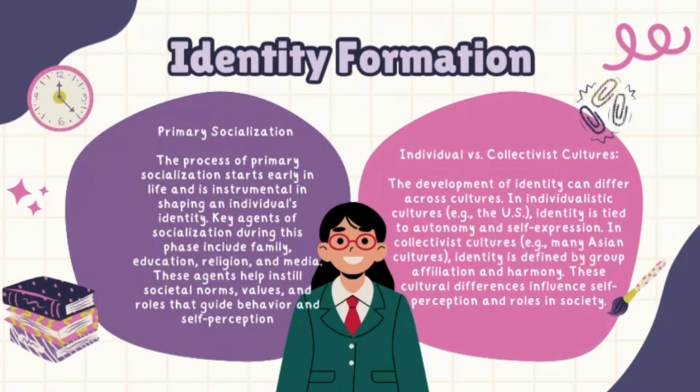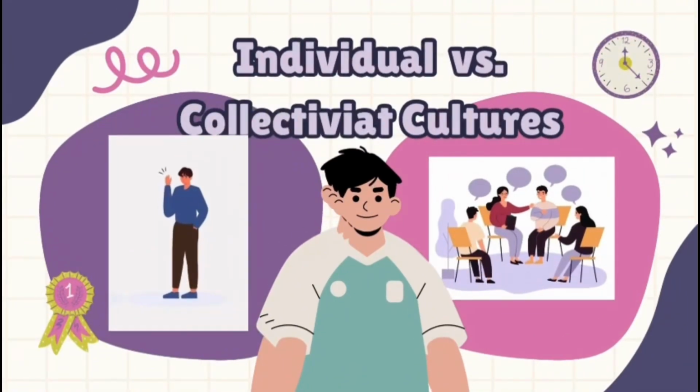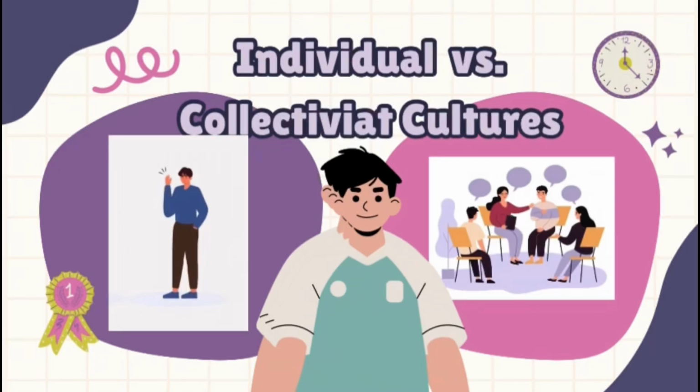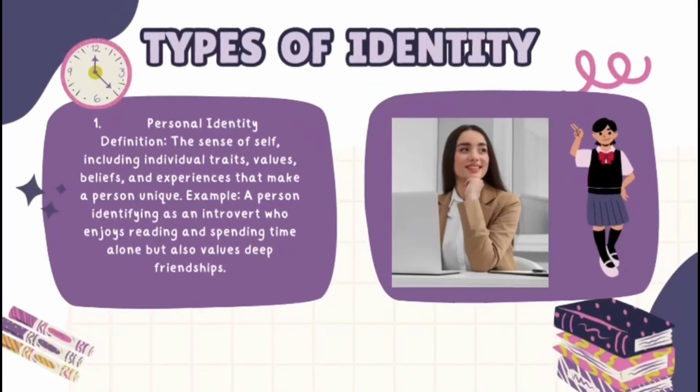On the right, as individuals grow older, their identity may evolve through exposure to different cultures and experiences. The process is also influenced by the type of culture one lives in. Individualistic culture promotes personal autonomy and self-expression, for example, in the United States, while collectivist cultures emphasize group affiliation and harmony, for example, in East Asia and so on.